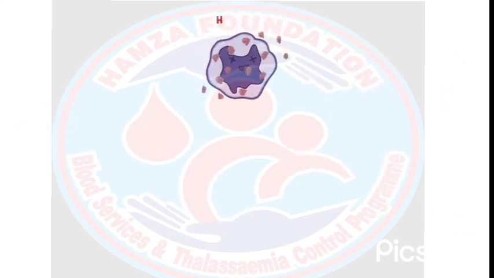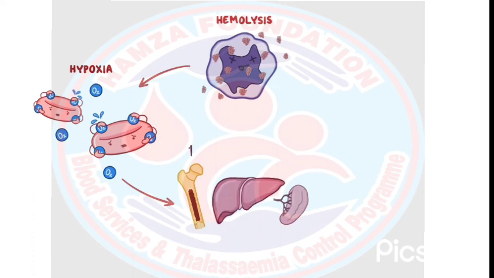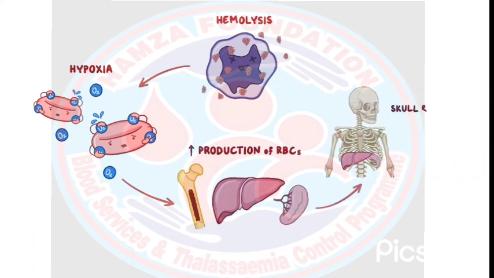At the same time, hemolysis leads to hypoxia, because there are fewer red blood cells to carry oxygen to organs and tissues. And a consequence of hypoxia is that it signals the bone marrow and extramedullary tissues like the liver and spleen to increase red blood cell production, which may cause bone marrow-containing bones, like those in the skull and face, as well as the liver and spleen, to enlarge.